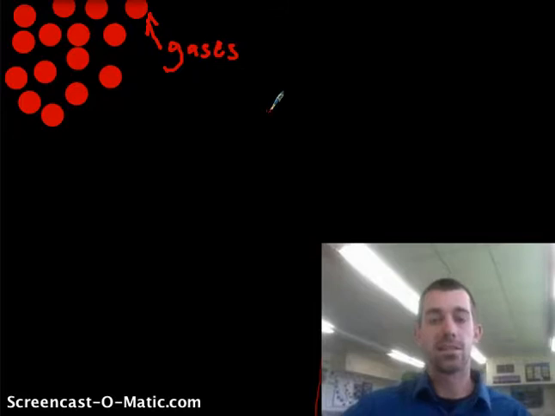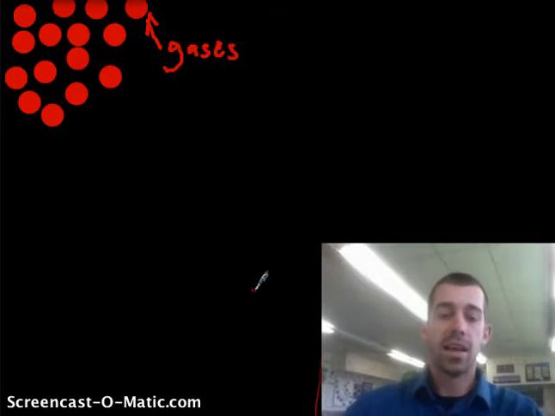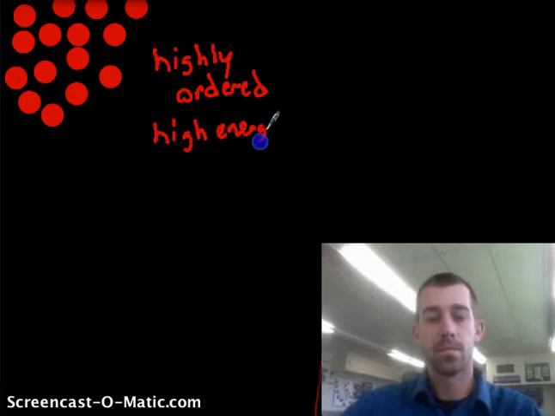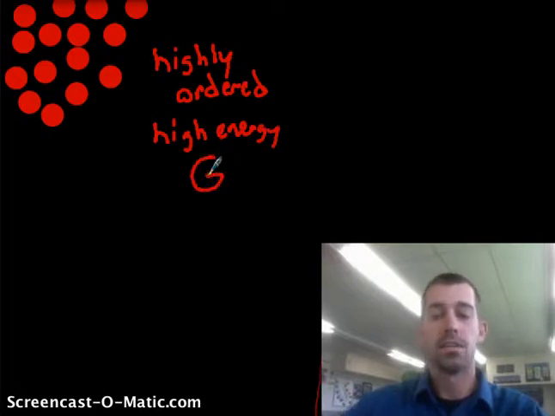First of all, let's think about some gases. So right here, I've got these red dots. These red dots represent gases. Individual atoms of gas. Now, if I go ahead and cram all those gases into a corner, like they are right now, then this is what we consider to be a very highly ordered system. And so whenever you have high order, you also have high energy. High G.